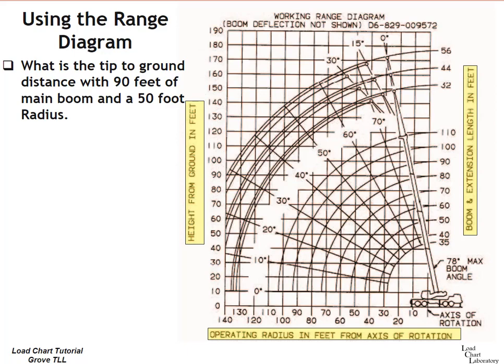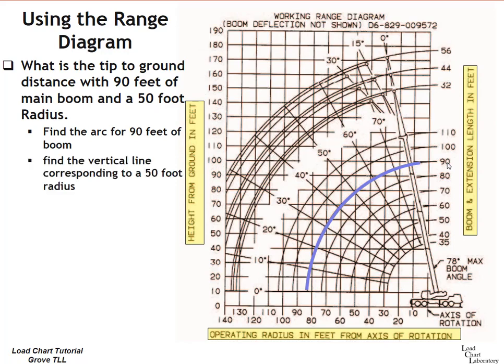What is the tip to ground distance with 90 feet of main boom and a 50-foot radius? Find the arc for 90 feet of main boom. Here we've got 90 feet of main boom, and there's an arc that corresponds to 90 feet of main boom. Find the vertical line corresponding to a 50-foot radius. We have all of our radius values along this lower axis. There's 50 feet. So let's go ahead and create a line there to illustrate what we're doing.